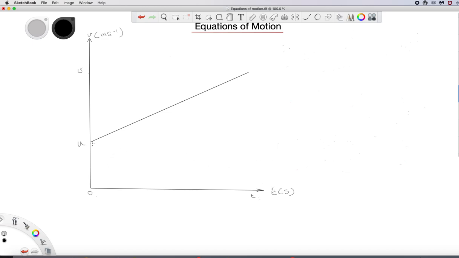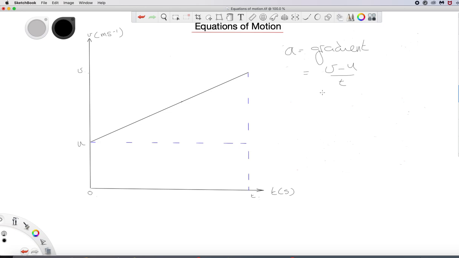Now we know that the gradient of a velocity-time graph from our GCSE work is the acceleration. So we know that the acceleration is the gradient. And if we look at the gradient, we have final velocity minus initial velocity, that's the change in y. So we've got v minus u, and the time it took to make that change is t seconds. I just highlight those for you.